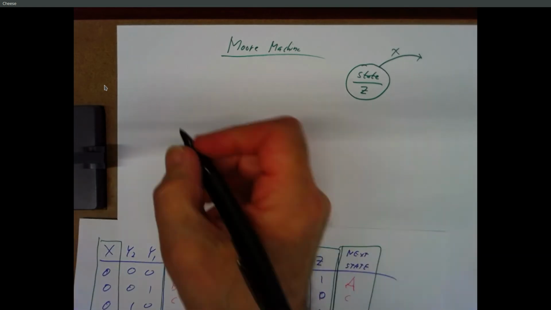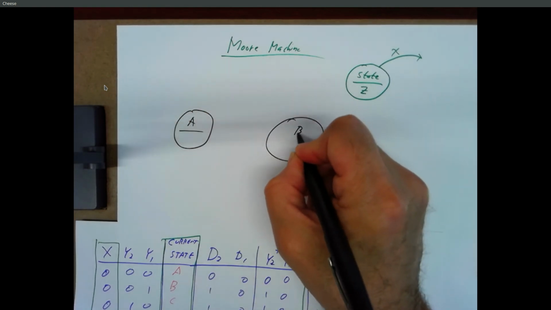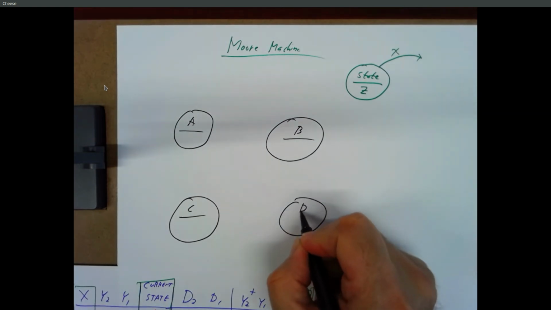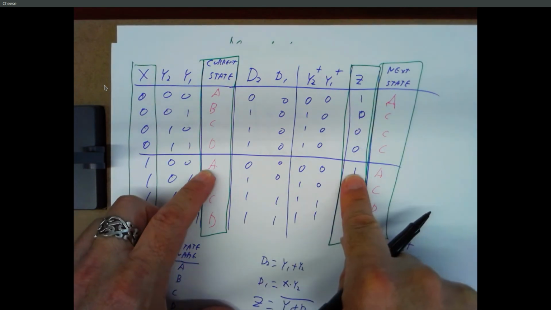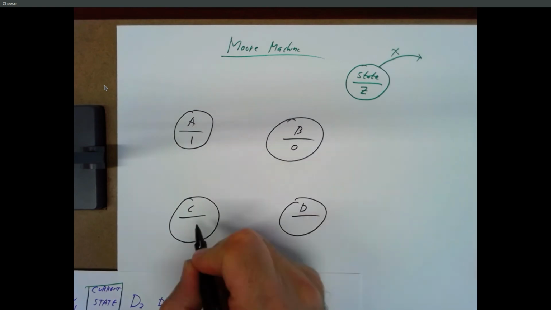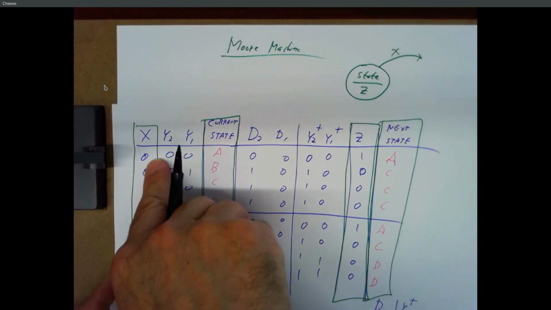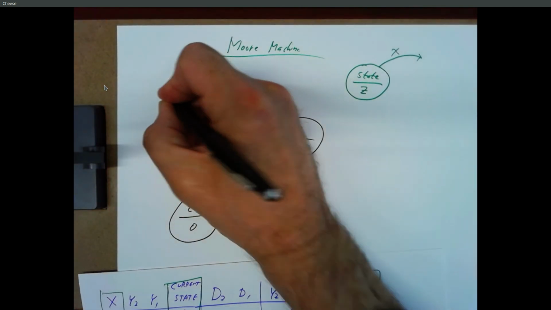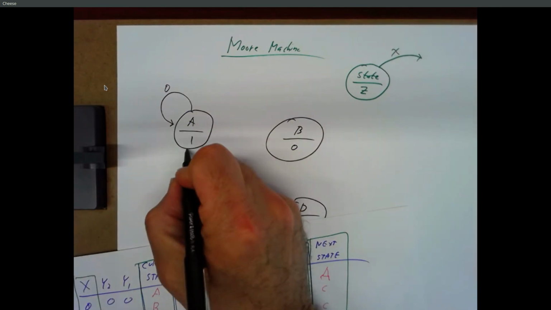So what might this look like? So here's A, B, C, D. The output should only depend on the state. So state A, the output is 1. All the other states, the output is 0. So I'll put a 1 here and zeros down here. And then you just fill in like you did. So if you're in state A and your input's 0, you go to A. So there's a 0. If you're in state A and your input is 1, you also go to A.